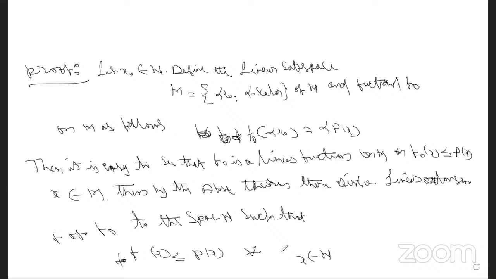So then it is easy to see that f naught is a linear functional on M and f naught x is less than or equal to p of x. We proved this above, so x belongs to M. Then by the above theorem, there exists a linear extension of f naught to the space N such that f of x is less than or equal to p of x for all x belongs to N. So we have to clear the board.